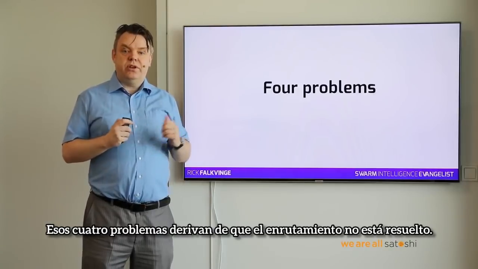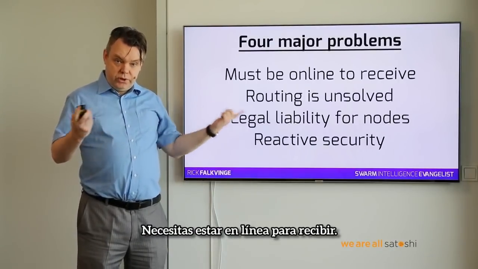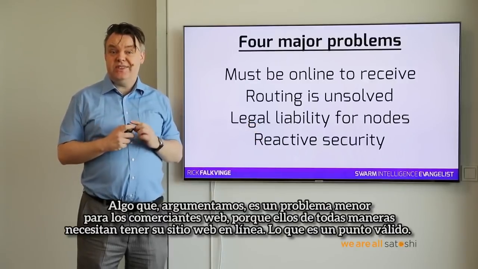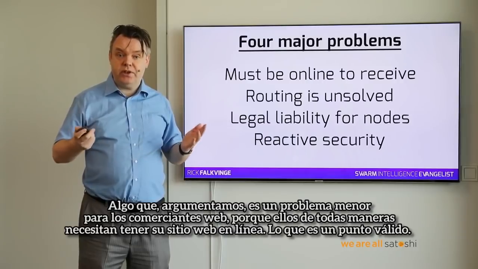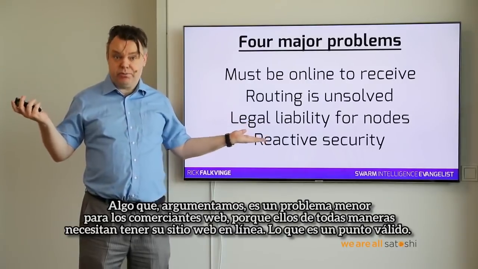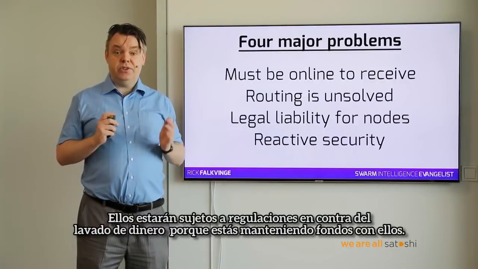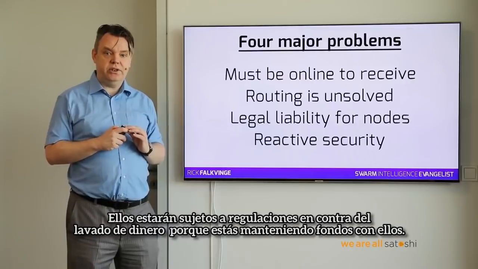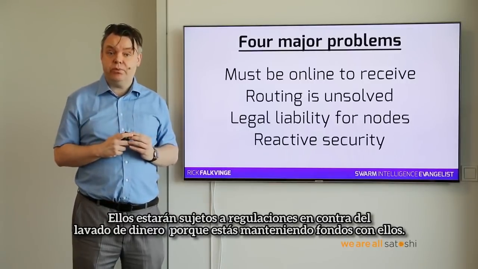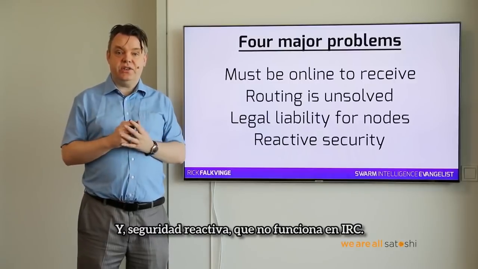Those 4 problems were that routing was unsolved. You must be online to receive, which it was argued is less of a problem for web merchants because they must have their website online in the first place, which is a fair point. The legal liability for nodes, they're going to be subject to know your customer anti-money laundering regulations because you're locking funds up with them. And reactive security, like in IRC, doesn't work.